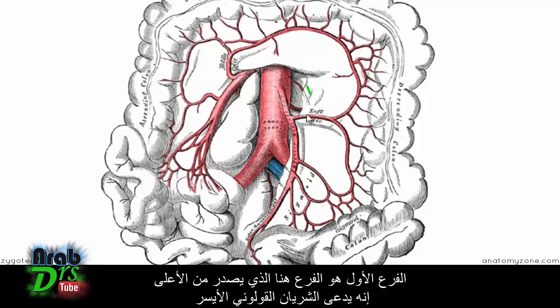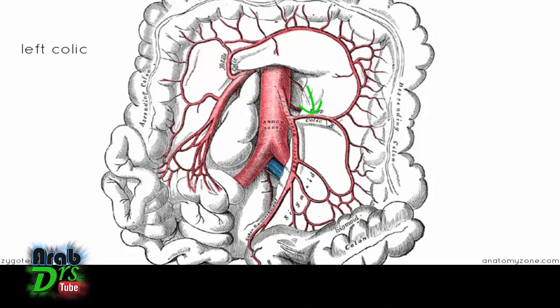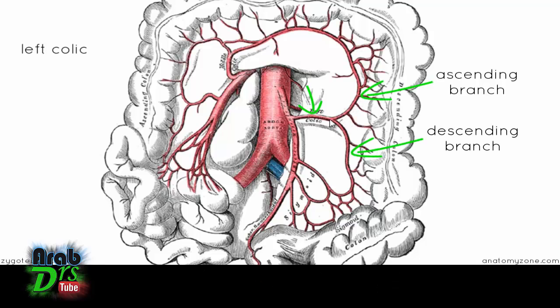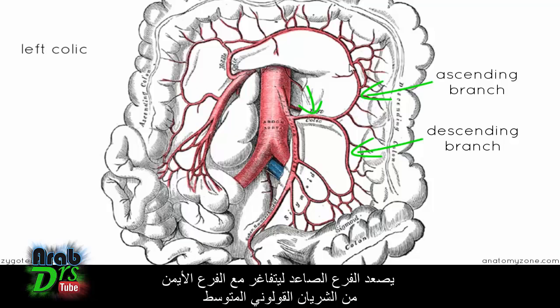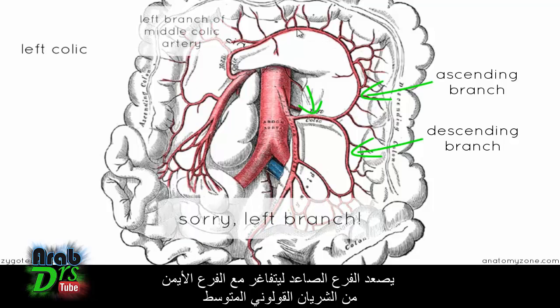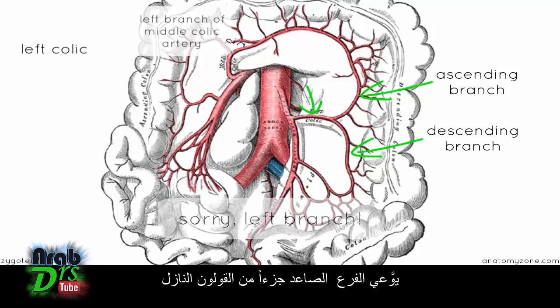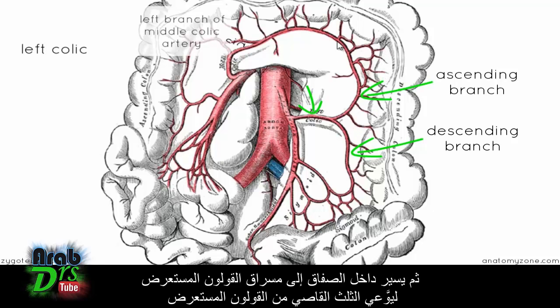The first branch is this one here that comes off at the top. It's the left colic artery, and you can see it divides into this ascending branch and descending branch. So the ascending branch ascends to anastomose with the right branch of the middle colic artery. So the ascending branch vascularizes part of the descending colon, and it then goes intraperitoneal into the transverse mesocolon and vascularizes the distal third of the transverse colon.